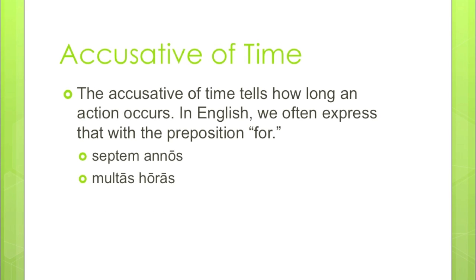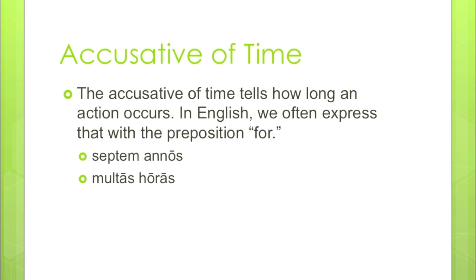Now, the ablative of time we have already met. We're now going to face the accusative of time, which is discussed in the grammar for 3A of your textbook. The accusative of time tells how long an action occurs. In English, we often express that with the preposition for. For instance, septem annos means 7 years, as in, he lived in Paris 7 years, or he lived in Paris for 7 years. We're not telling when he lived in Paris, we're telling how long he lived in Paris.